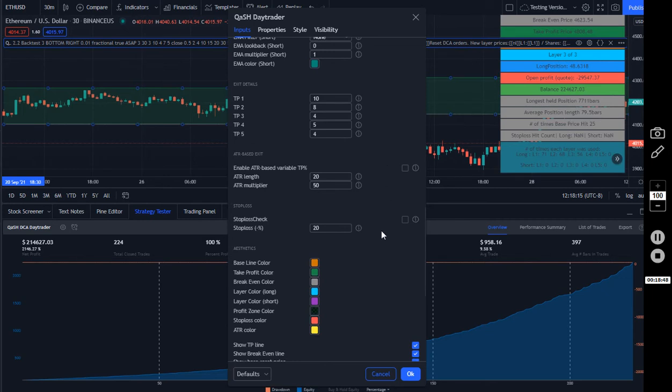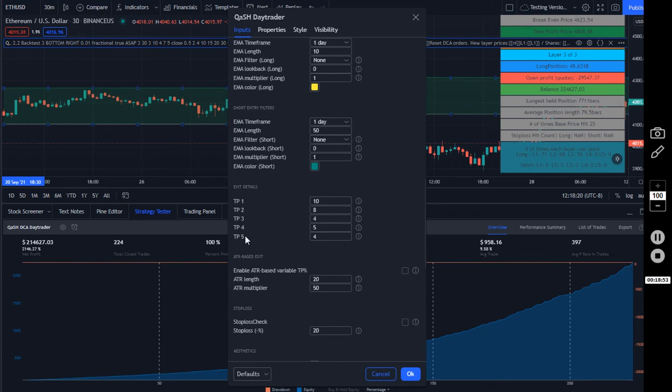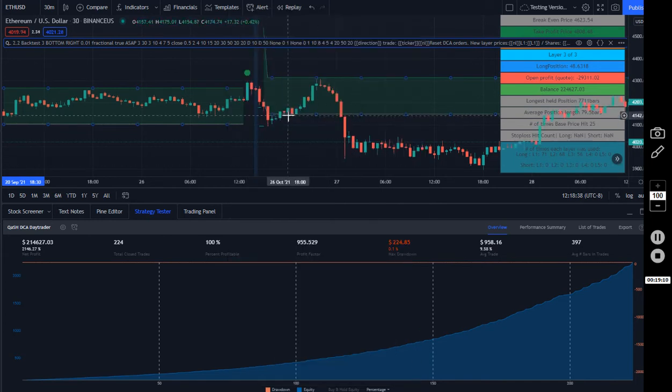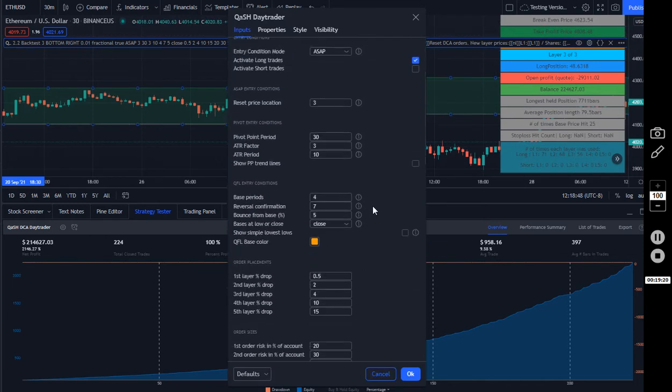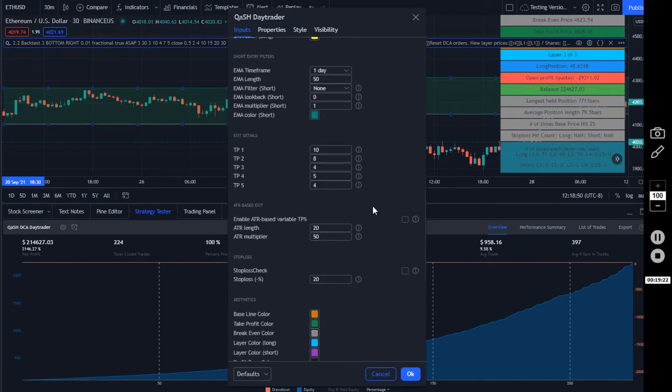Okay, let's see if we can improve this any more. We don't have a stop loss. So these are our take profit percentages. If layer 1 fills, then it'll set a take profit of 10%. If layer 2 fills, it'll set 8%. If layer 3 fills, it'll set the take profit to 4%. And all of those percentages are based on your break-even price, which is this gray line here. This is your average entry cost after you've considered all the layers that have filled so far. So let's go back to there.